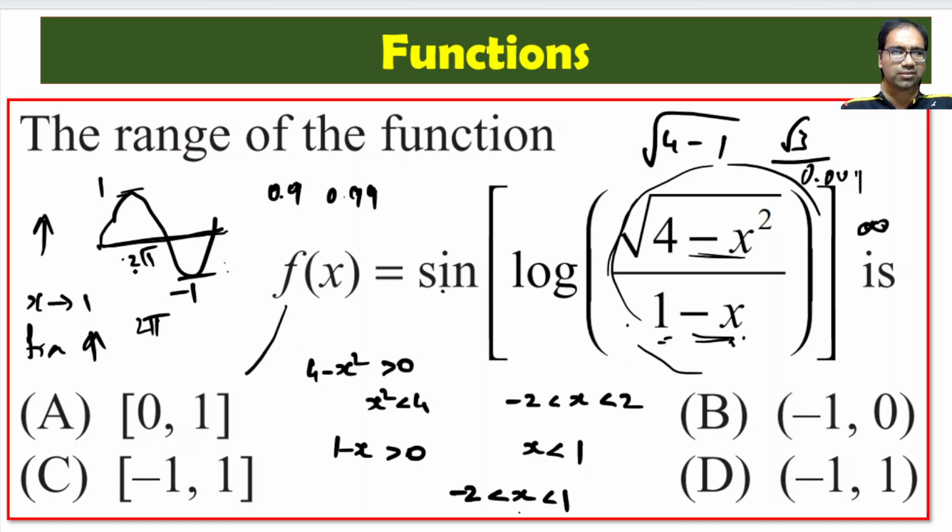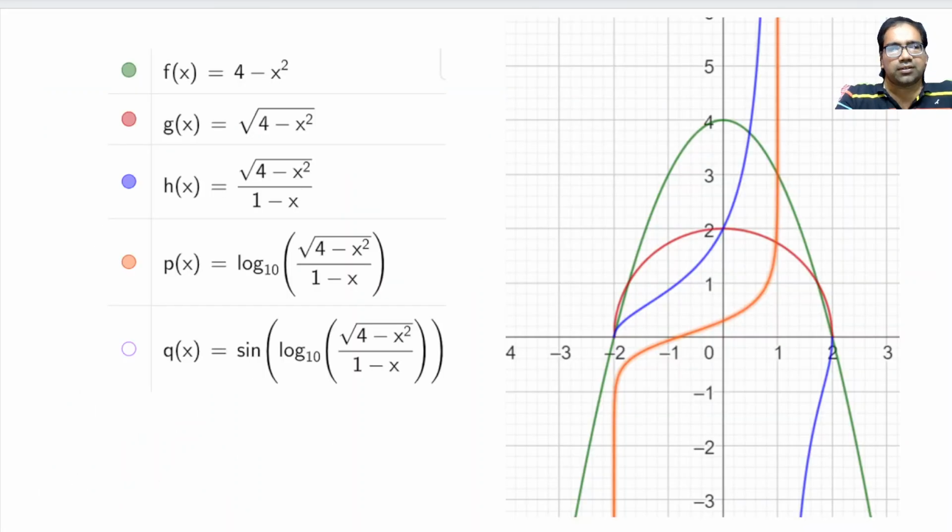So obviously this 2 pi we can actually fit in between this thing. Okay, let us look at the graphs also once to understand this better. Firstly, 4 minus x square, which is a parabola, is like this, the green one. This green one is a parabola. Now under root 4 minus x square, obviously that is this one, the red one. This is valued only between -2 less than x less than 2.